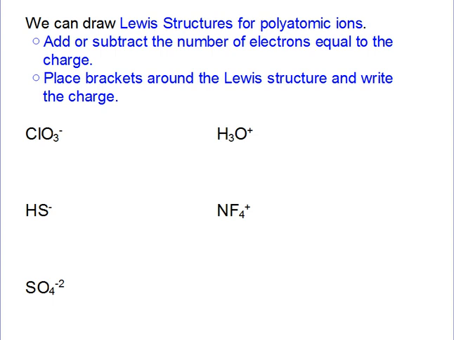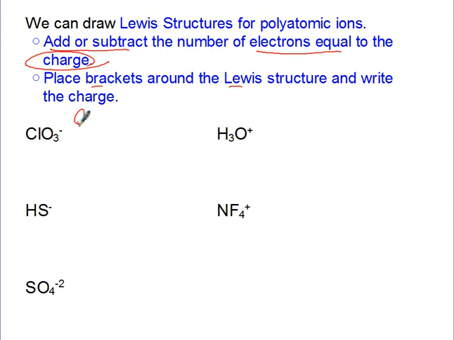I can also draw Lewis structures for polyatomic atoms, or polyatomic ions. The trick with this is I need to look at the charge. Okay? Atoms subtract electrons equal to the number of charge to make the charge work out. I'm going to place the brackets around the Lewis structure when I'm done and write the charge on the outside of that. So, for example, the ClO3 minus.